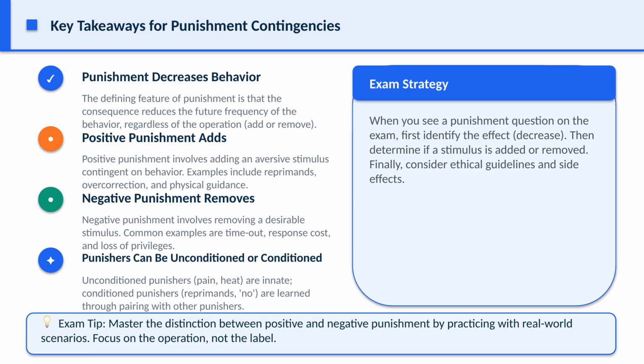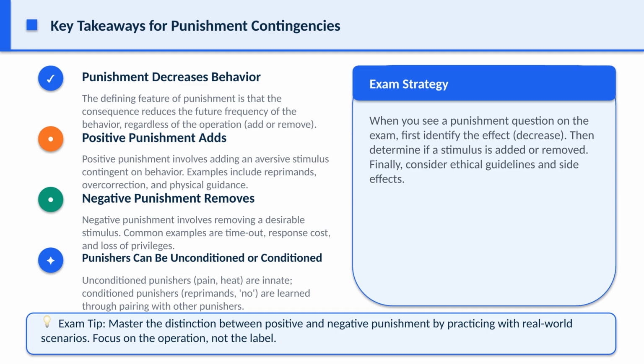Let's bring together the key takeaways for punishment contingencies, because the BCBA exam will test your ability to distinguish and apply these principles precisely. First, remember that punishment is defined solely by its effect, a decrease in future behavior. Whether you add an aversive stimulus in positive punishment or remove a desirable stimulus in negative punishment. Positive punishment includes procedures like reprimands or overcorrection, while negative punishment covers timeout and response cost. You'll also need to know that punishers can be unconditioned, like pain, or conditioned, like a stern "no," which gains its punishing power through pairing.